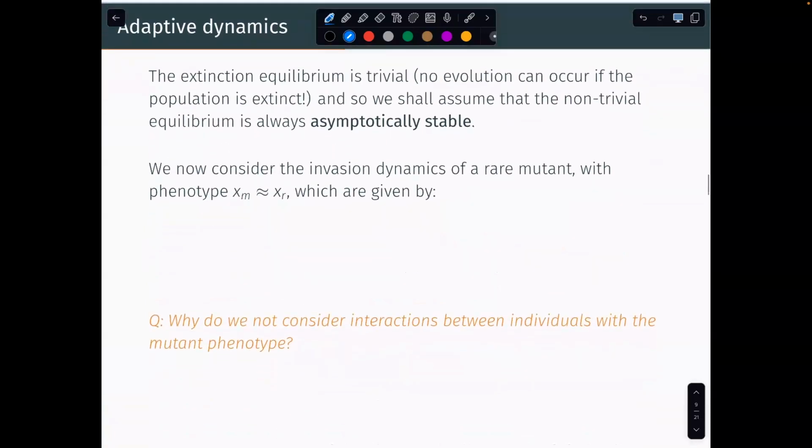Like I said, the extinction equilibrium is trivial. No evolution can happen if the population is extinct. So we're always going to assume that the population is viable. In other words, r is greater than 0, and so our non-trivial carrying capacity equilibrium is asymptotically stable. We're just going to assume that r is positive, and then we never end up in that extinction scenario in this model.